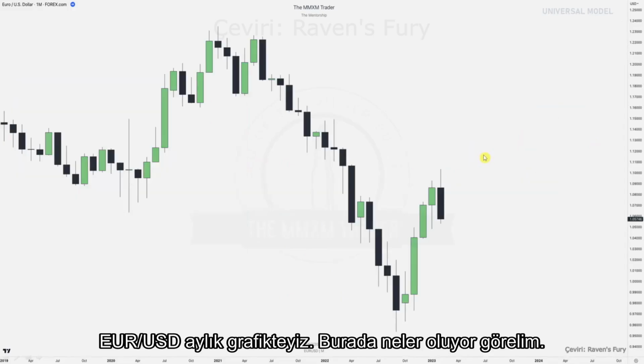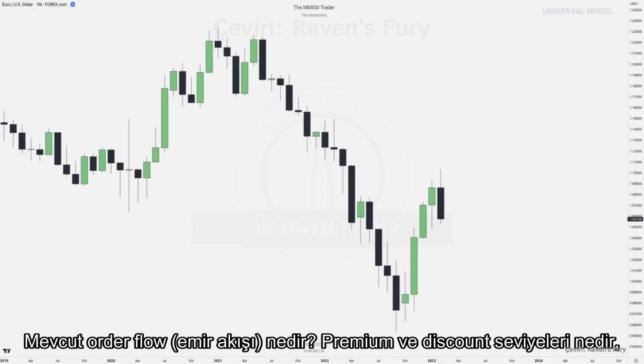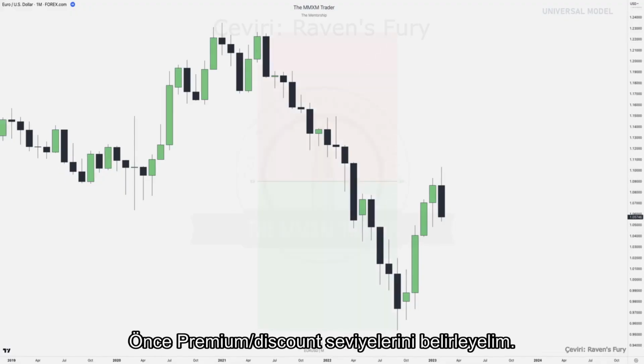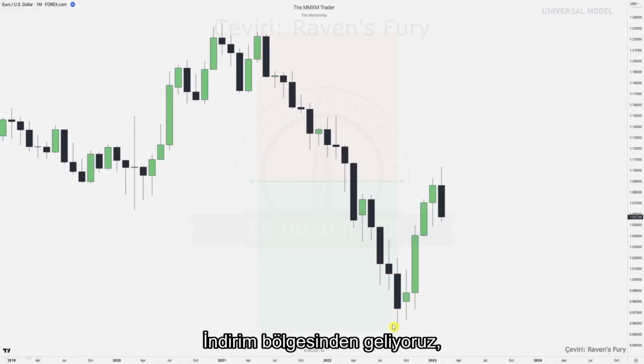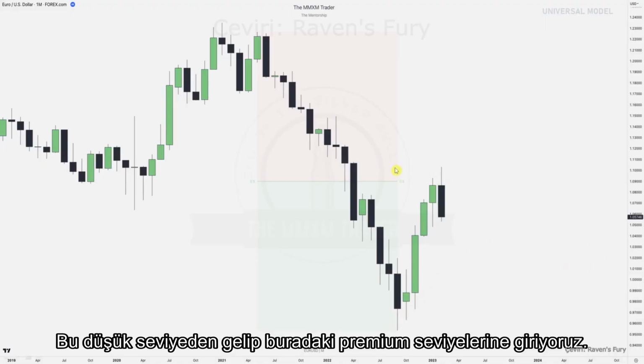Right, so over here we've got a Euro USD monthly chart, right? Let's see what is happening over here. What is the current order flow? What is the premium and discount levels, right? So let's outline those premium and discount levels first. We're coming from discount, right? From this low, and we're entering premium levels over here.